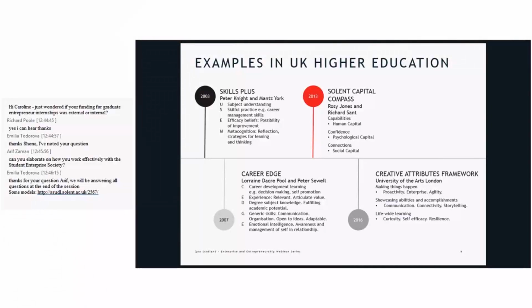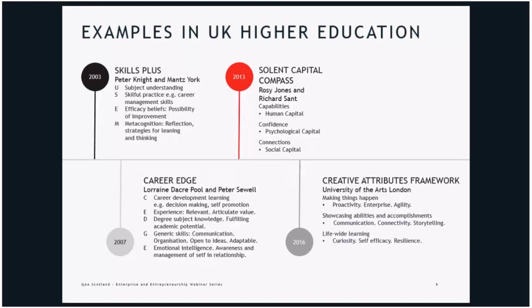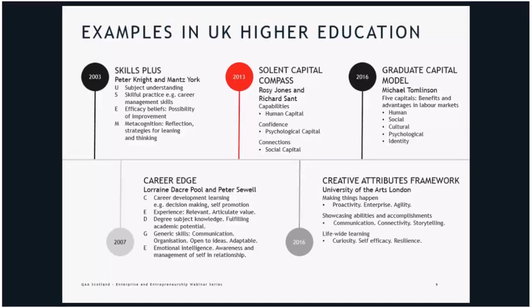So Richard moved from Solent Futures to work at UAL, and he worked with some other colleagues to develop the Creative Attributes framework there. And then the final one, just up the road, Michael Tomlinson has developed the Graduate Capital Compass model at Southampton University. So the idea of capitals has been around for quite a while, but as far as I can see, Michael's taken them and put them together into a very coherent model.